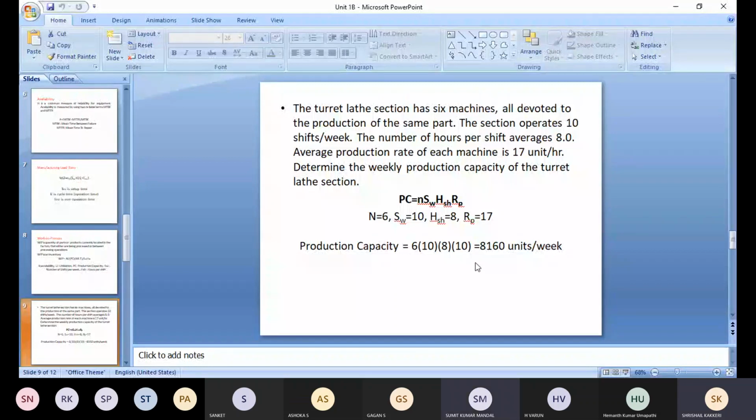Explain the different types of productions. I told you already: the job shop production, the mass production, and batch production. These are the three different types of productions. Okay, and you can explain them.